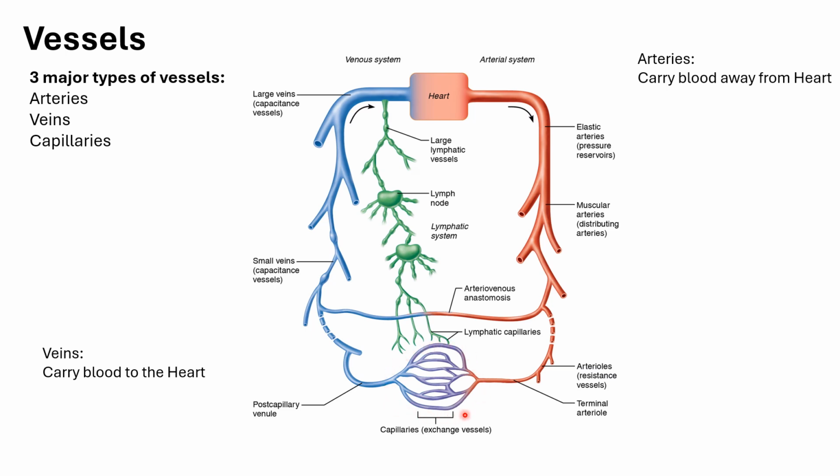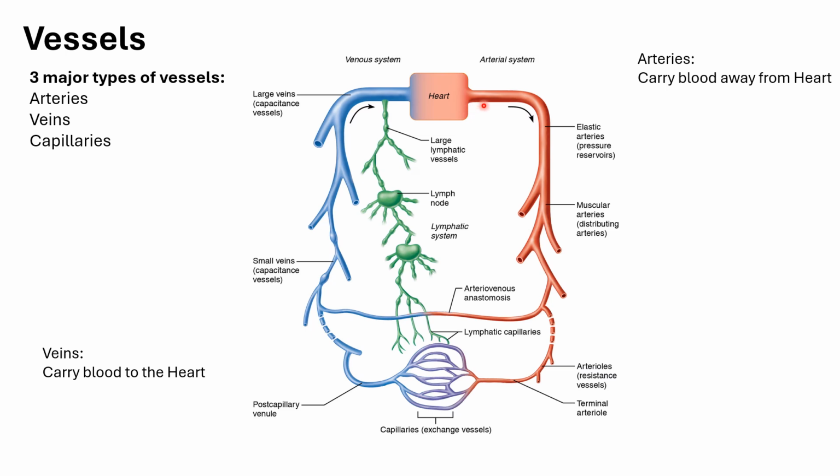they are the smallest of the vessels, and it is here that the gas exchange, the nutrient exchange, and the exchange of the waste products, all the exchange, happens at the level of the capillaries. These are the smallest vessels. And you can also see these green vessels over here, which are the lymphatic vessels. In this lab, we are not going to talk about these. We are going to learn about the arteries, veins, and the capillaries.